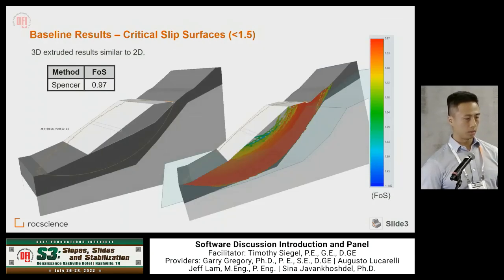We took the 2D results and we extruded it into 3D just to check some of the 3D effects. So this is a pseudo analysis, right? Because we're just extruding it, and we got a slightly higher factor of safety, as you would expect from 3D, just due to the 3D effects.